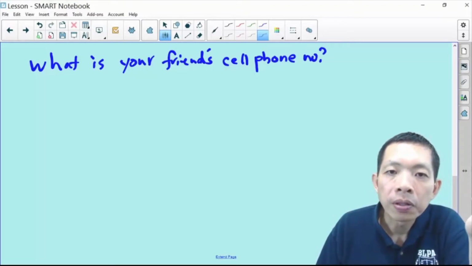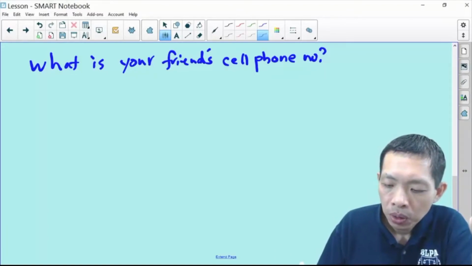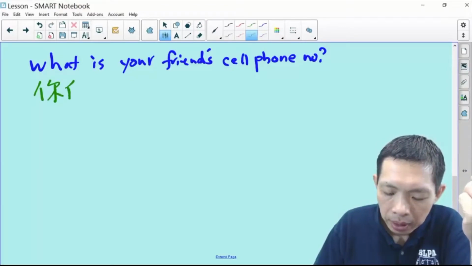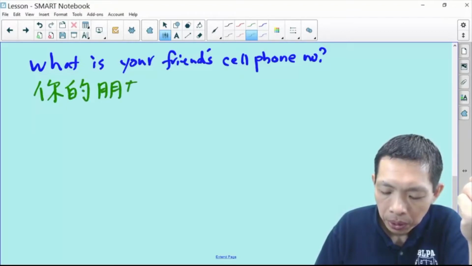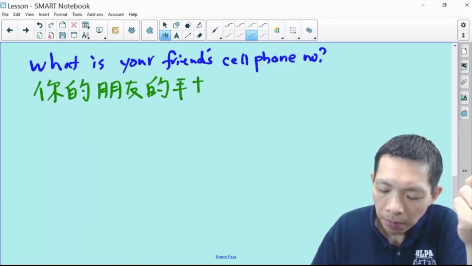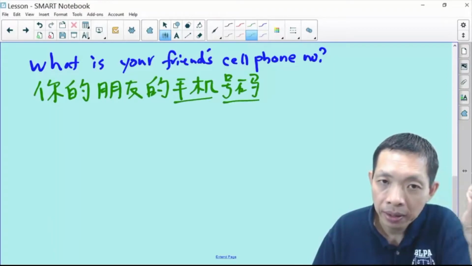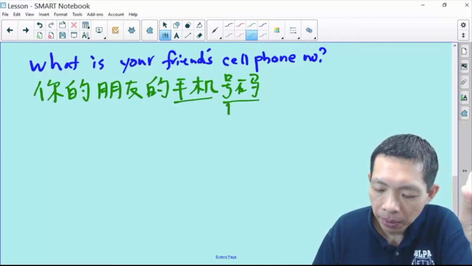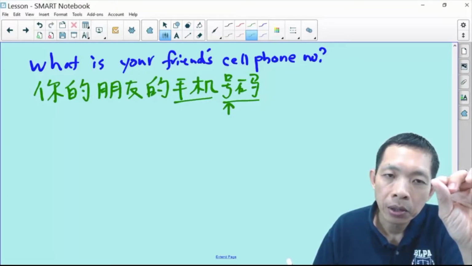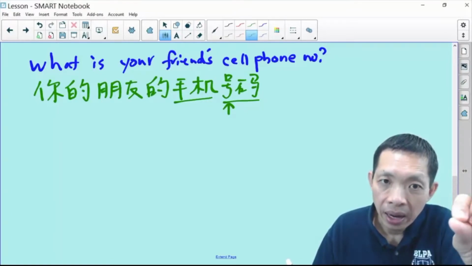Okay, what's your friend's cell phone number? So you will say 你的 because that's the subject. 你的朋友的手机号码. That's the cell phone number that's attached to it. Okay, so number 号码 is actually attached to a noun.